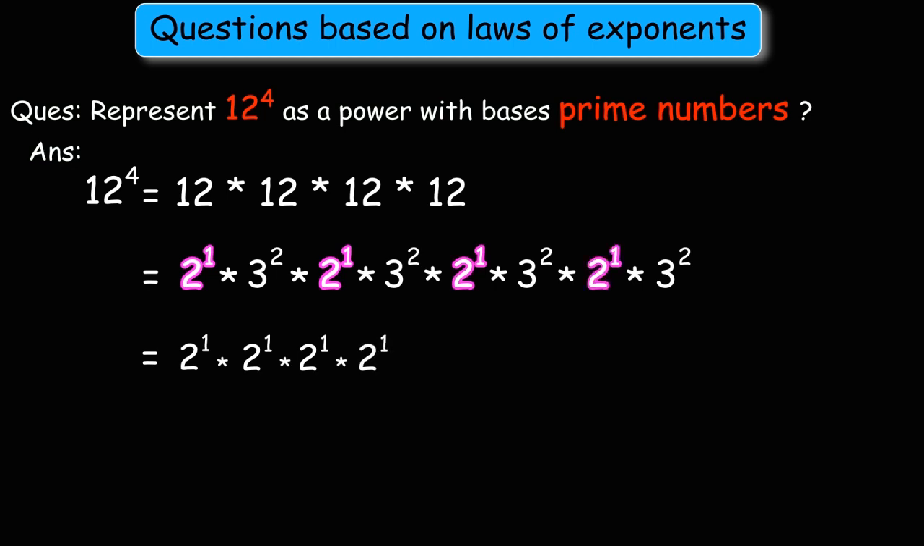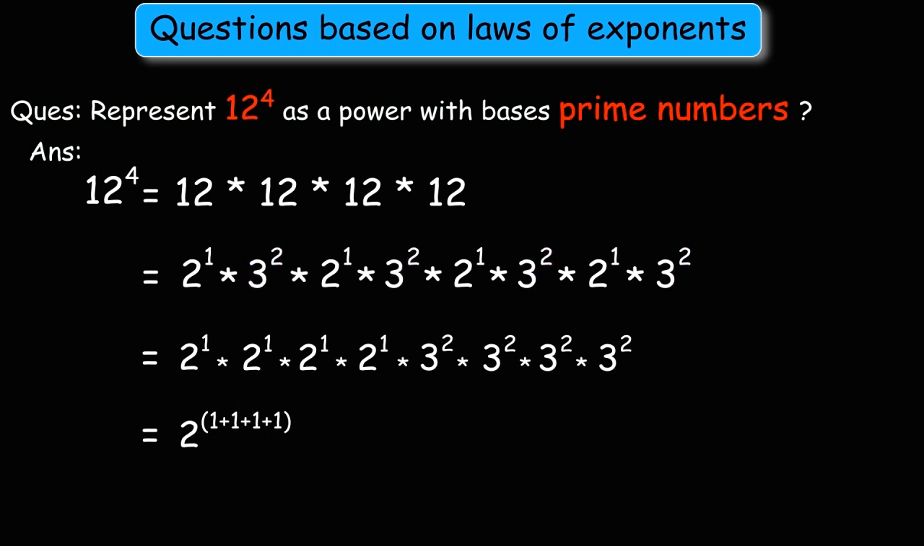So now we can group together the powers with the same bases. So we get 2 to the power of 2 plus 2 plus 2 plus 2. Next we have the base of 3, and this will become 3 to the power of 1 added to itself 4 times. This will become 2 to the power of 8 times 3 to the power of 4. Therefore, we have represented 12 to the power of 4 in the form of powers with prime numbers as bases.